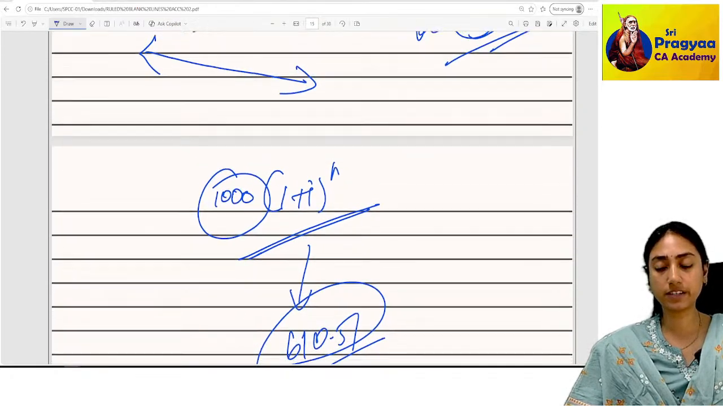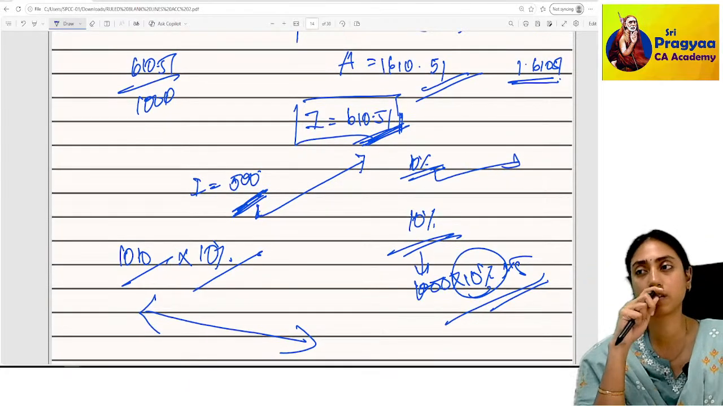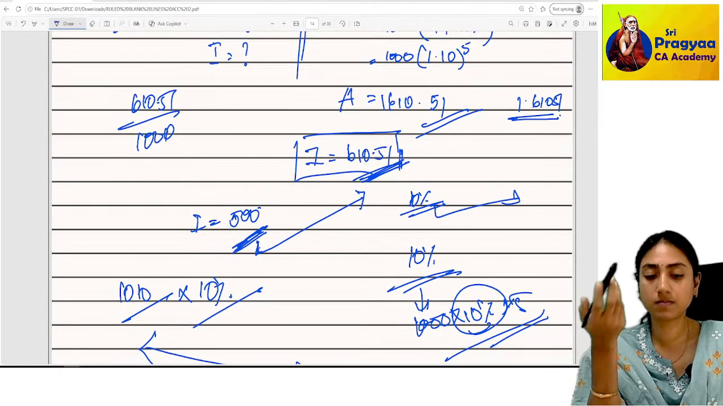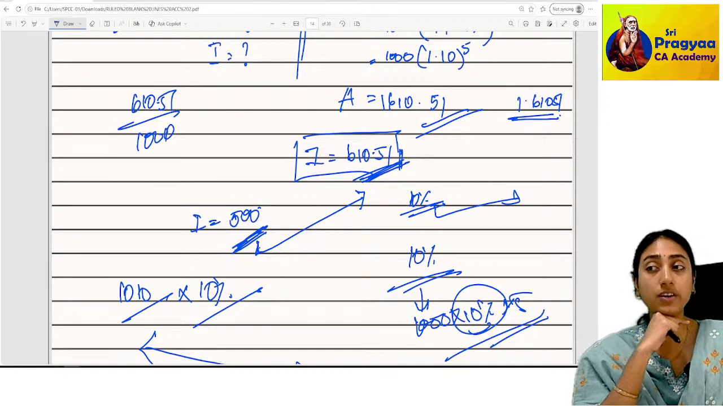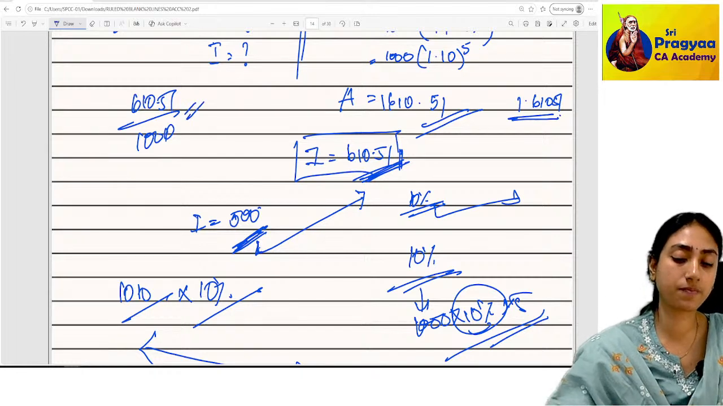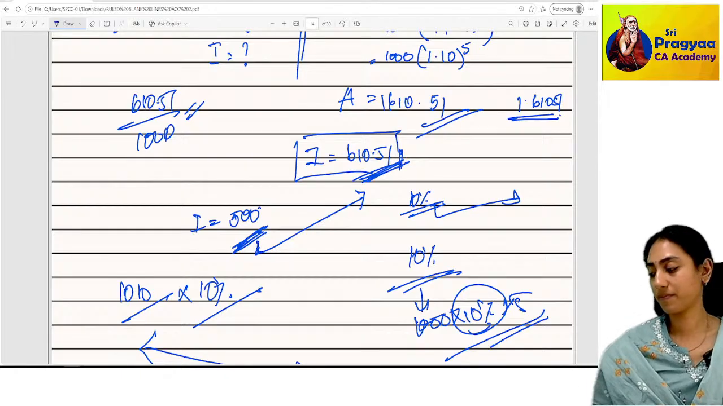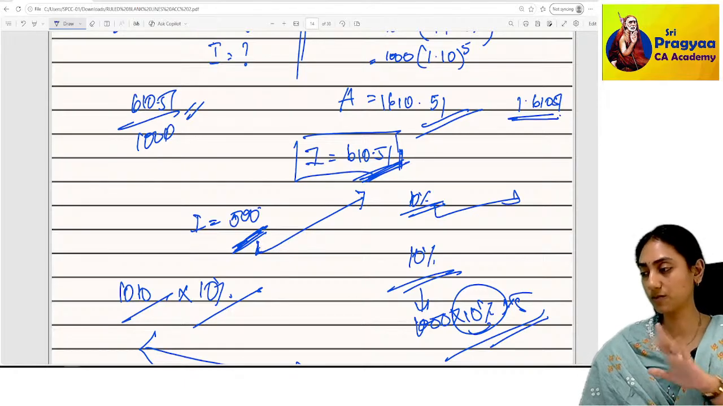How will I calculate the effective rate of interest? In this particular scenario, what is my effective rate of interest? 10.51 divided by 1000? 0.610. But that is not my effective rate of interest. This is for 5 years. It's not 1 year, it is for 5 years.